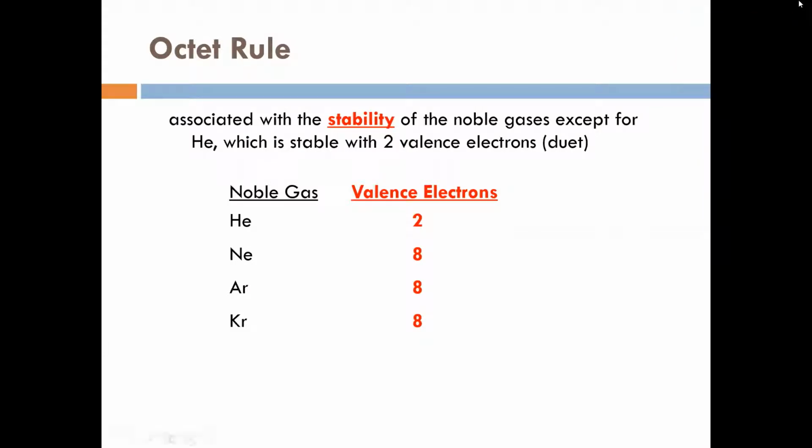Okay, so the first thing we're going to talk about is the octet rule. And that is the idea that a complete outer shell, so those valence electrons, when you have a full shell, there is this associated stability with it. And we see this with the noble gases. This is why the noble gases don't interact with anything. So they're just happy as they are because they're stable.